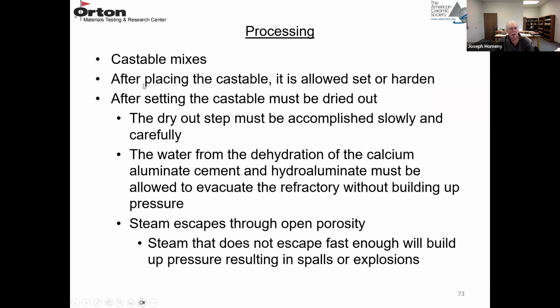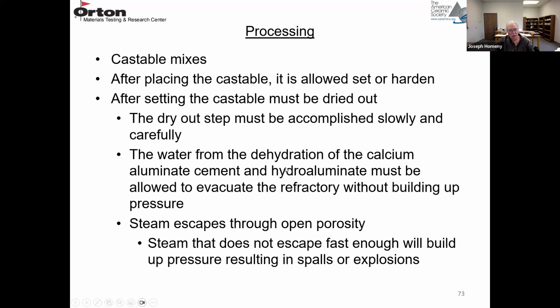Anyway, after you place the castable, it sets and hardens. We looked at the different types of cement reactions for the different temperatures. So you have to dry out the castable. There's physically held water in the pores, and then the chemically held water. So this step is usually done very slowly because if you do it too fast, you'll build up steam pressure, and that will disintegrate the lining.